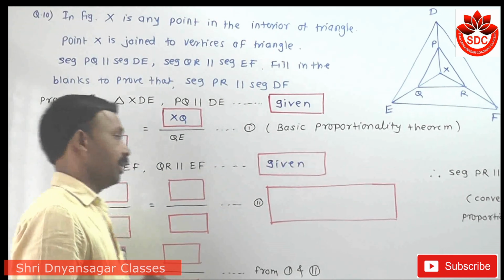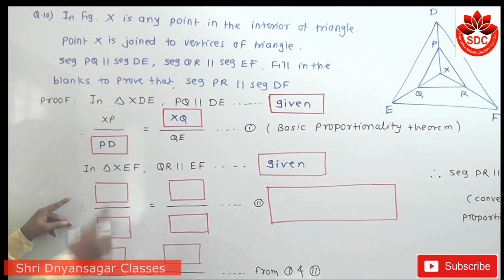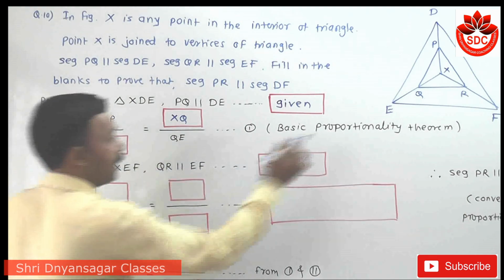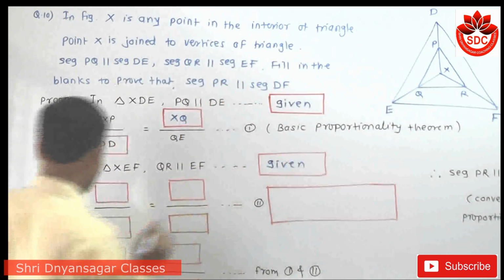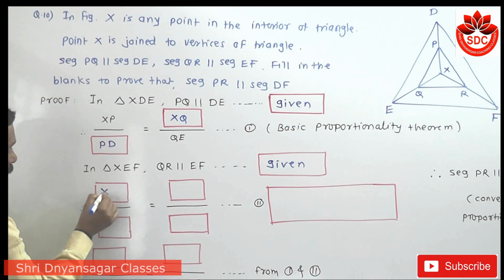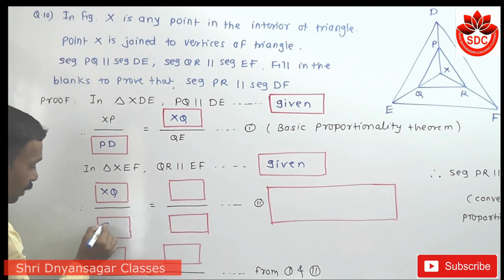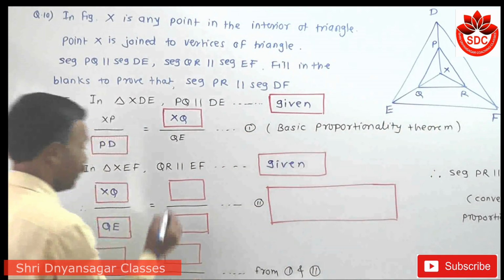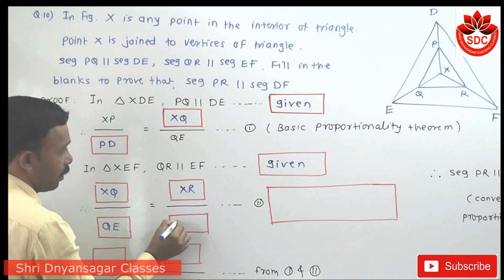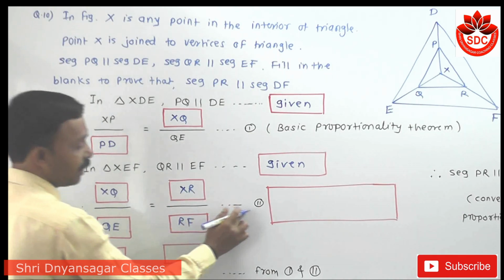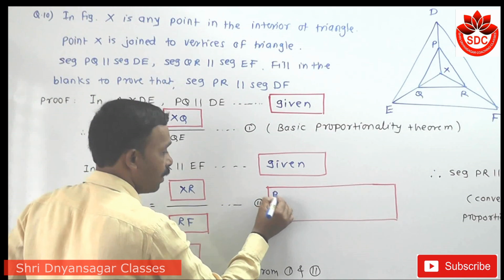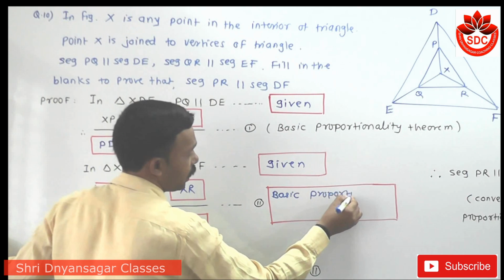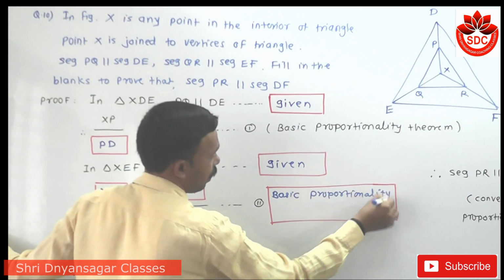Then by using basic proportionality theorem, we start for this triangle from XQ upon QE to the remaining ratio XR upon RF. This is equation number second, and the reason is that by using basic proportionality theorem.